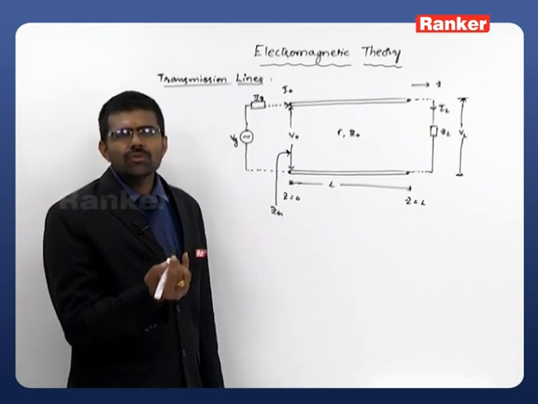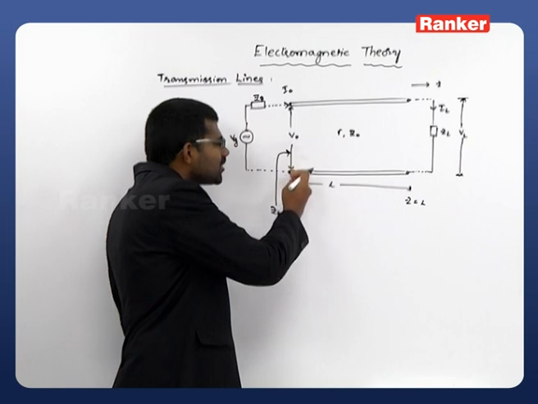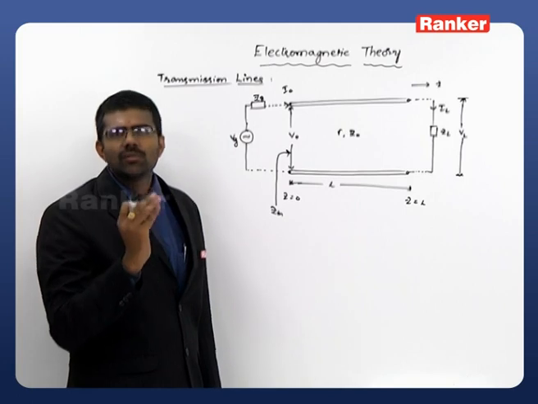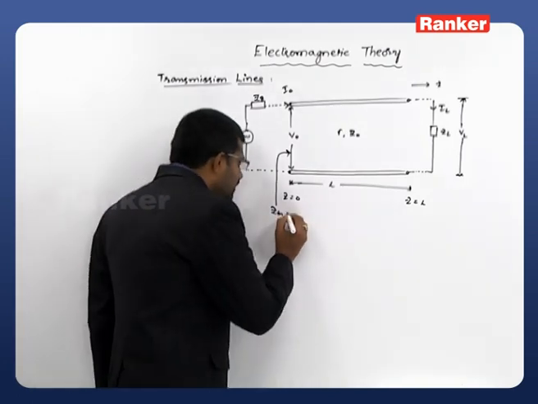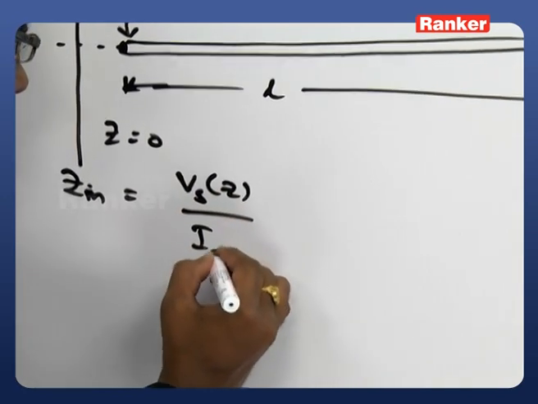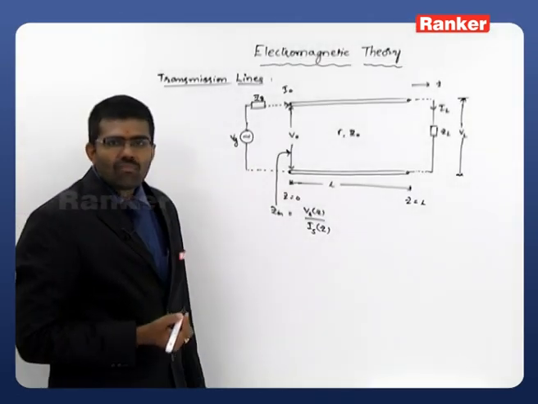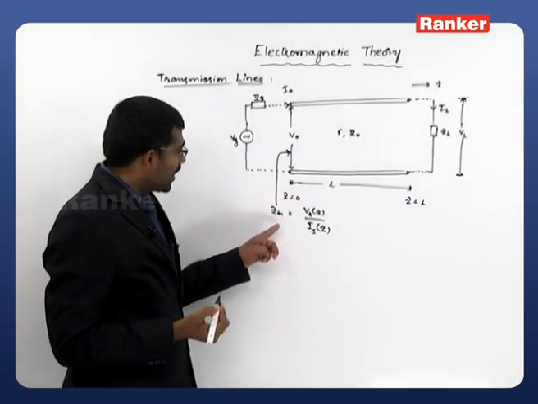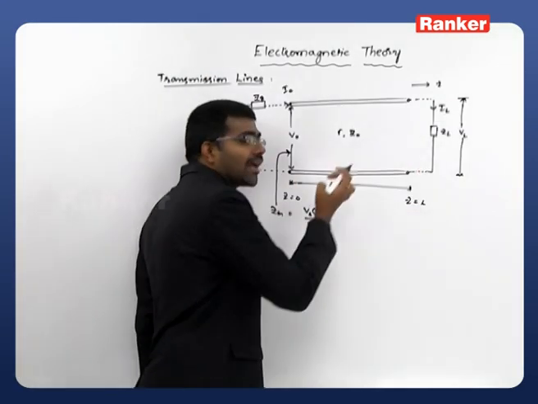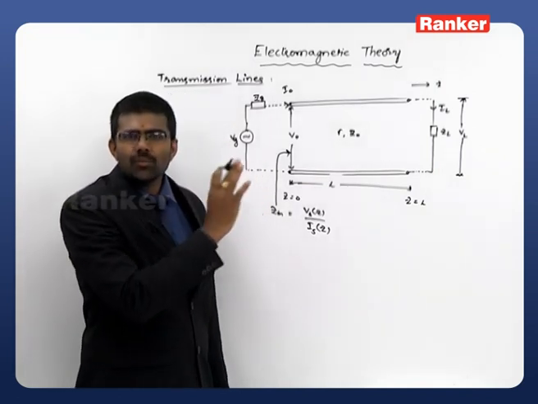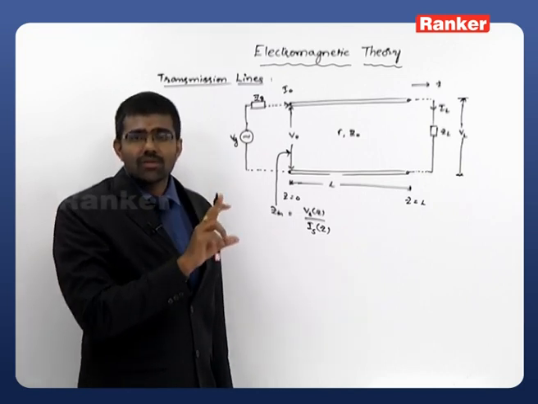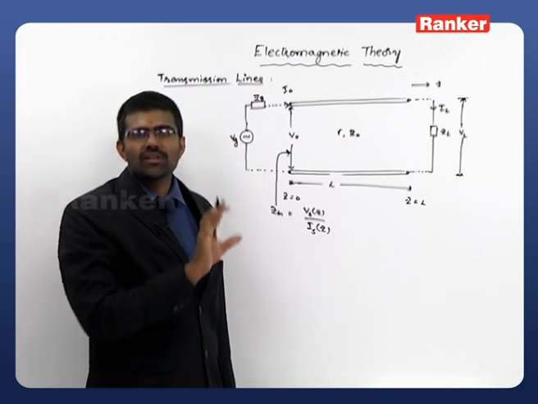So simply, you are supposed to observe the voltage at this point and the current at that particular point, and divide the voltage by the current, then you will get the input impedance of our transmission line. So here Z in can be simply defined as Vs of z divided by Is of z. You may ask whether the input impedance is calculated here only. No, the input impedance can be calculated at any location on the transmission line, but the major condition is that you are supposed to view from the input side at that particular location.